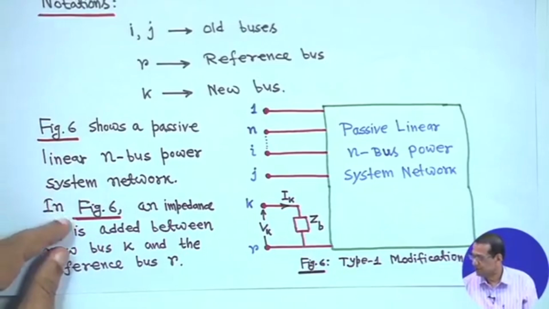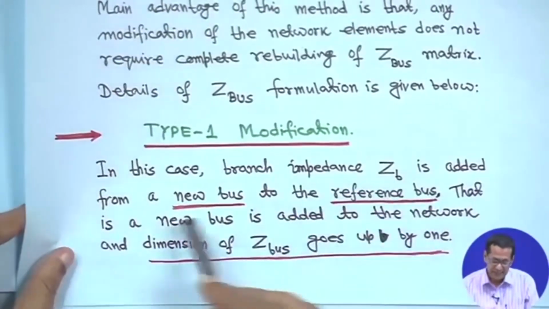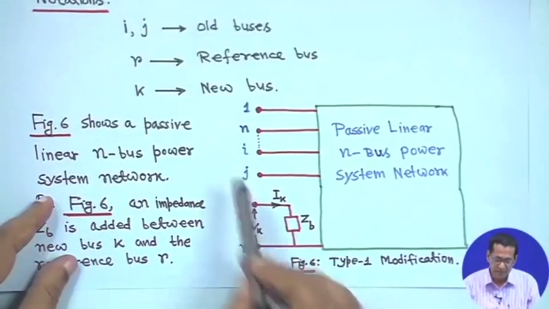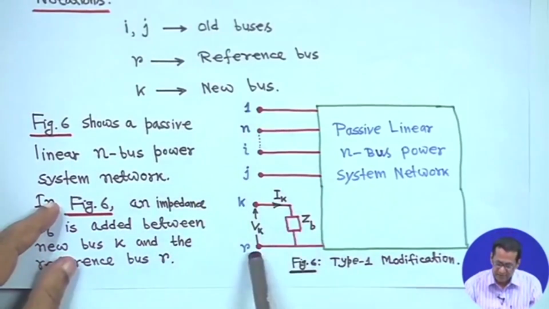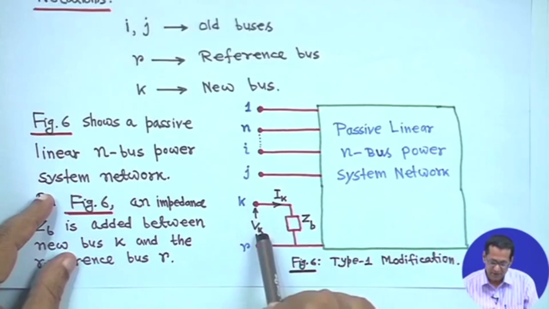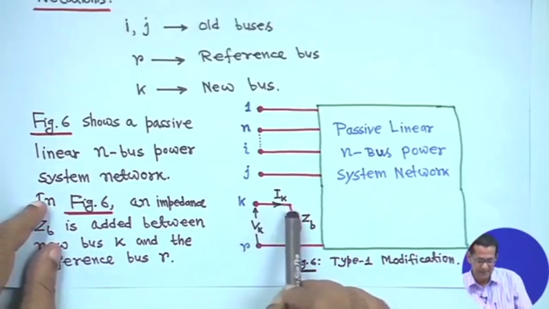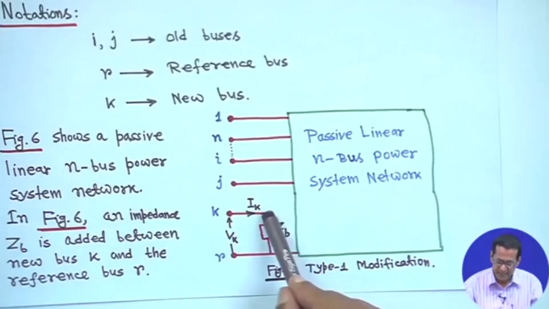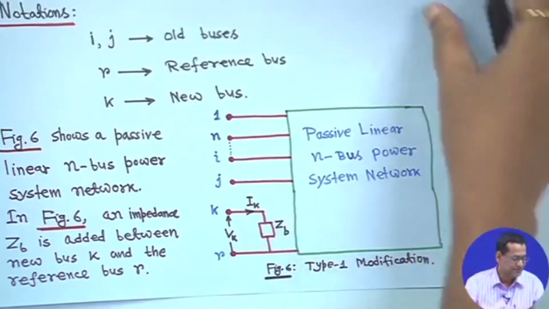That means, this is the type 1 modification, where branch impedance ZB is added from a new bus to the reference bus. This notation is very important: k is the new bus, added through an impedance ZB. Therefore, the voltage with respect to the reference bus at the kth bus is Vk and the current injection at bus k is Ik. So, you can directly write Vk is equal to Ik into Zb.